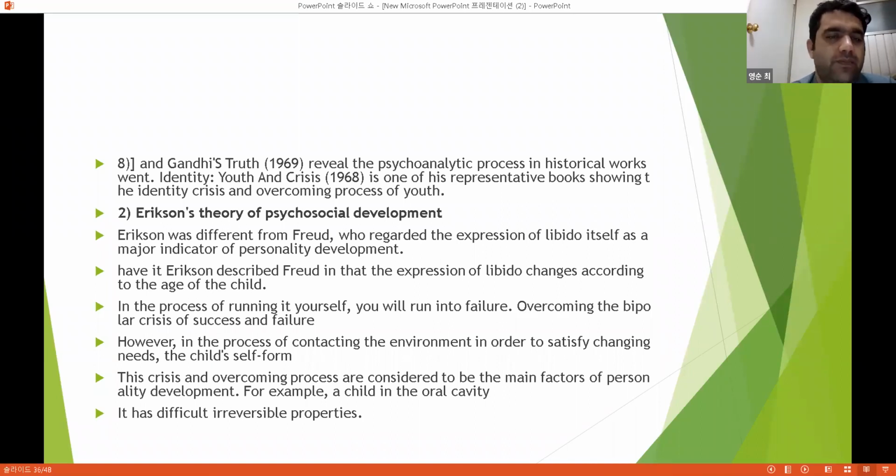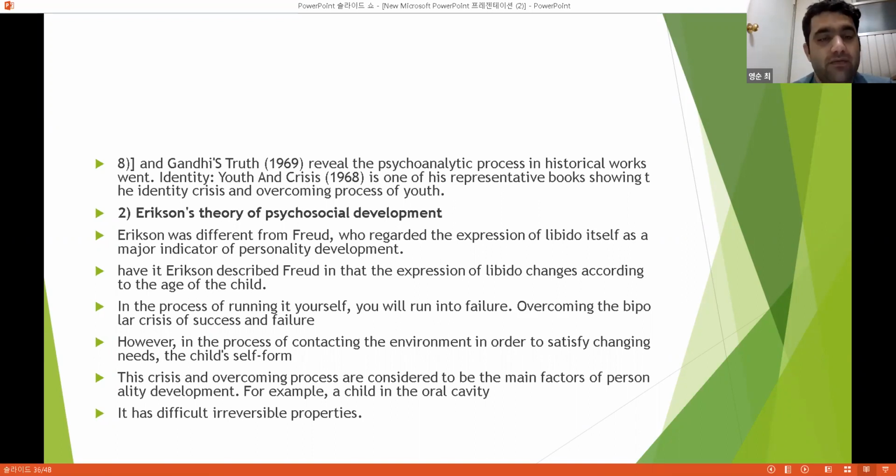Erikson's theory of psychosocial development. So what was his psychosocial development theory? Erikson was different from Freud, who regarded the expression of libido itself as a major indicator for personality development. Erikson described that the expression of the libido changes according to the age of the child, and in the process of doing things yourself, you will run into failure, and overcoming the bipolar crisis of success or failure.